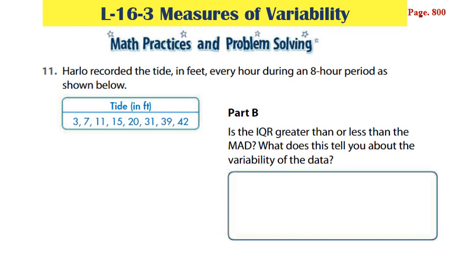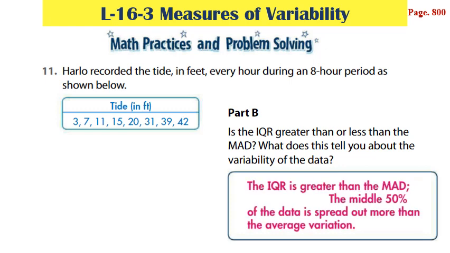Let's move to Part B now. Is the IQR greater than or less than the MAD? What does this tell you about the variability of the data? Excellent. The IQR is greater than the MAD. The middle 50% of the data is spread out more than the average variation.